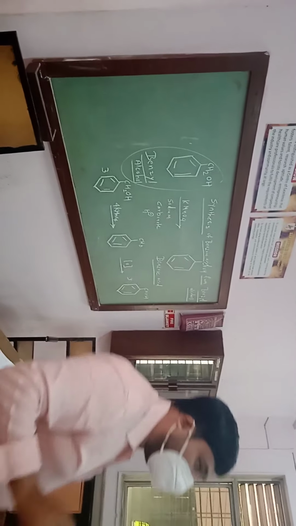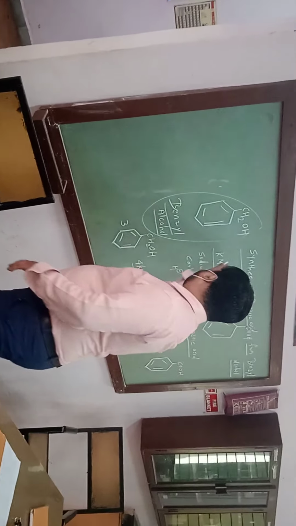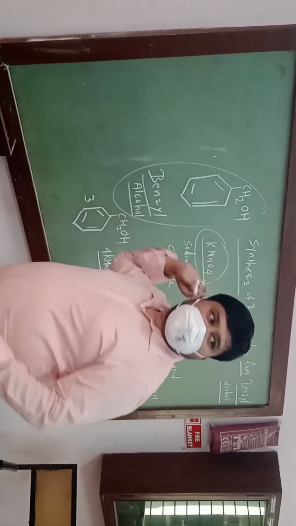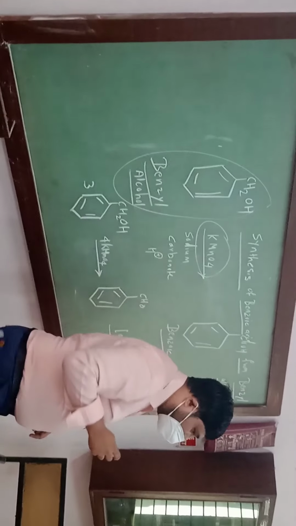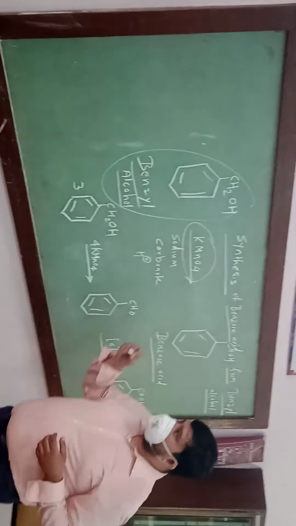Benzyl alcohol. Okay. So the first experiment which we are doing is a very simple reaction: synthesis of benzoic acid from benzyl alcohol. Your starting material is benzyl alcohol. We are using benzyl alcohol as the starting material. It's an oxidation reaction. Write down, it's an oxidation reaction.